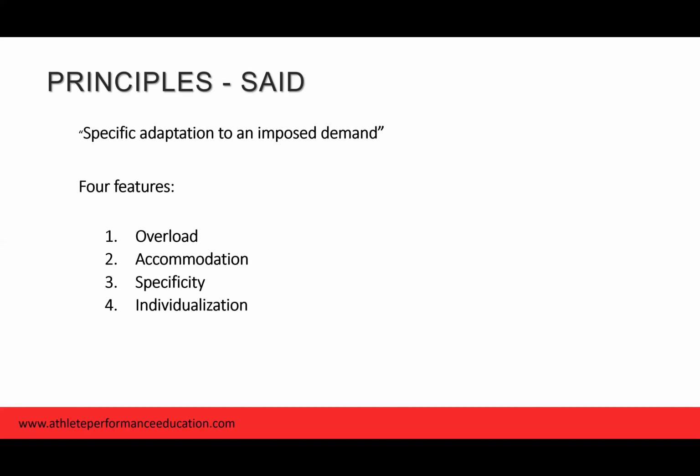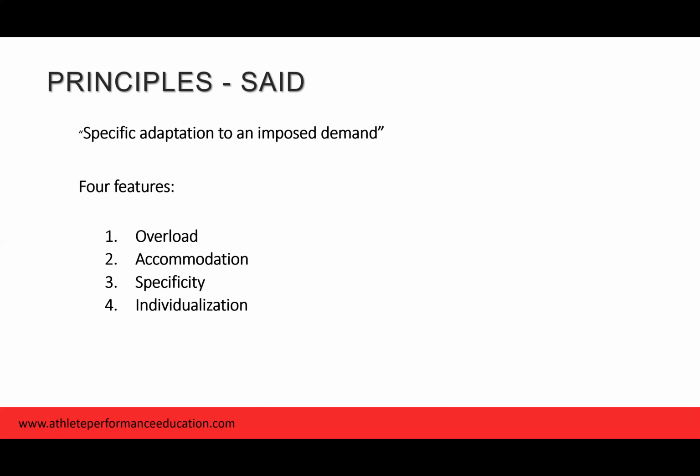So when we're looking at principles, guys, some of you would have heard of these before. They're really quite common. Hopefully there's not too much differentiation in terms of how we explain it today. The first one we're going to go over is SAID, so specific adaptation to an imposed demand. Now the SAID principle has four main features: overload or progressive overload, accommodation and its effects, specificity within training, and individualization.